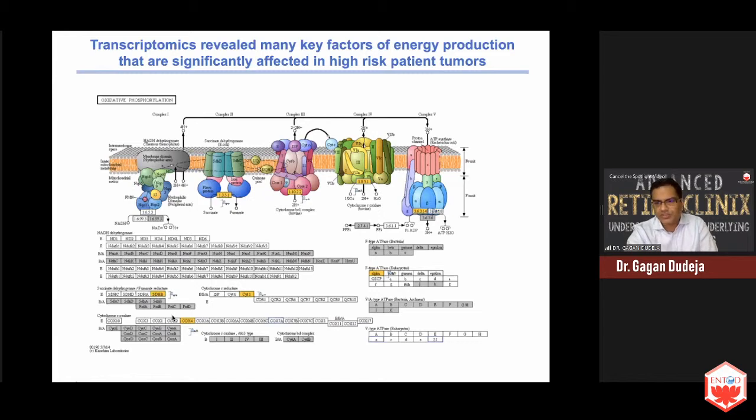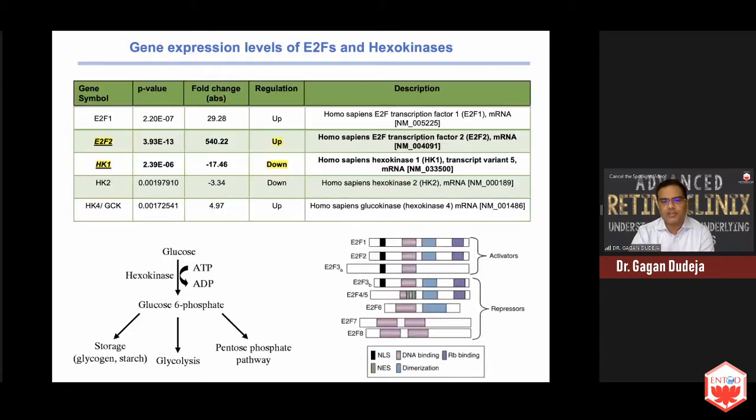So you have SDH, SIC1, ATPase. Once we found these genes down-regulated, we thought we have to take a deeper look at oxidative phosphorylation and its role in retinoblastoma tumor proliferation. So further, in gene expression level of E2F and hexokinase, which are linked to pathways of oxidative phosphorylation, we found that E2F2 is upregulated and HK1 is downregulated.